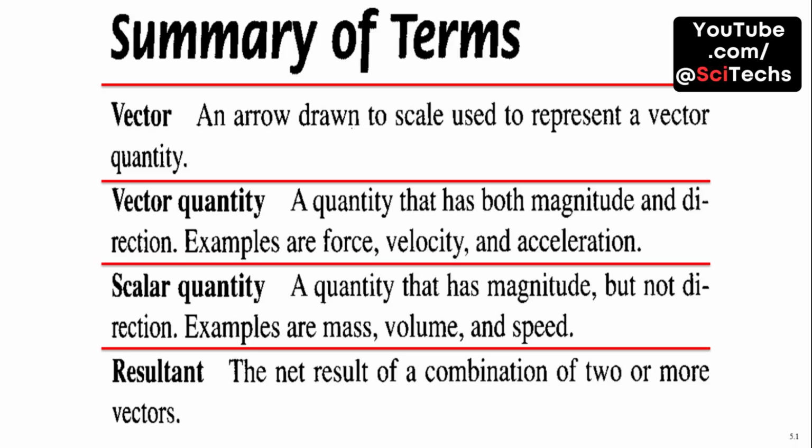Let's summarize some key terms. A vector is an arrow drawn to scale to represent a vector quantity, which has both magnitude and direction. Scalar quantities have magnitude but no direction. The resultant is the net result of combining two or more vectors.